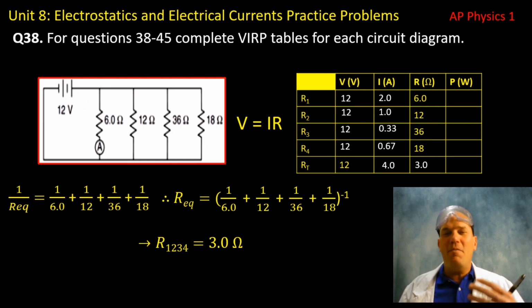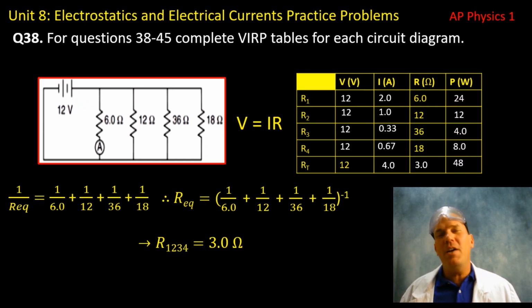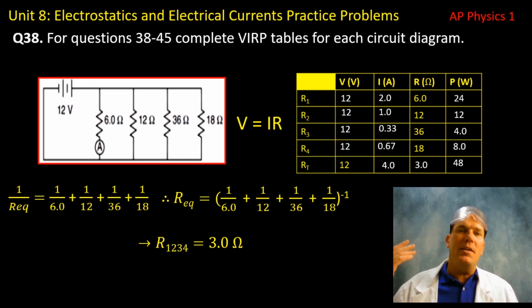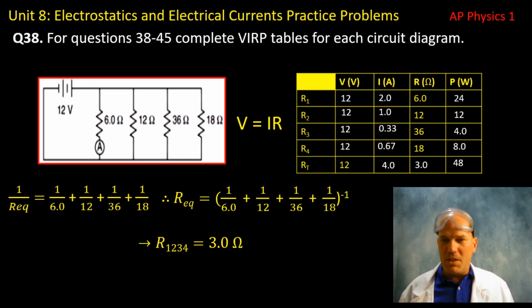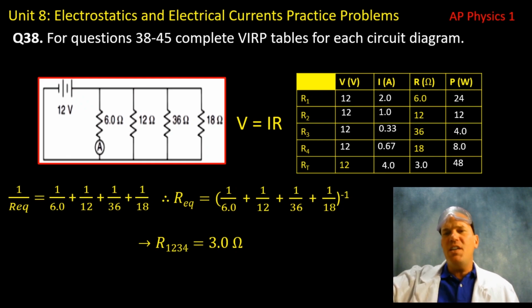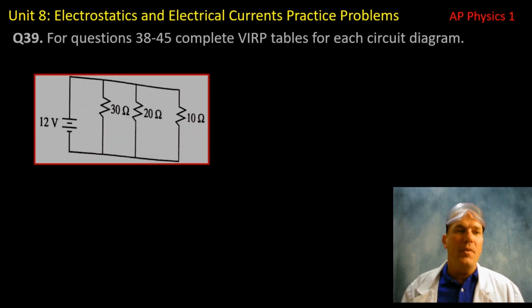And now that we have all of this information, we can go ahead and calculate the power by taking the current, multiplying it by the voltage. You should see all of these add up to the total power of 48 watts.